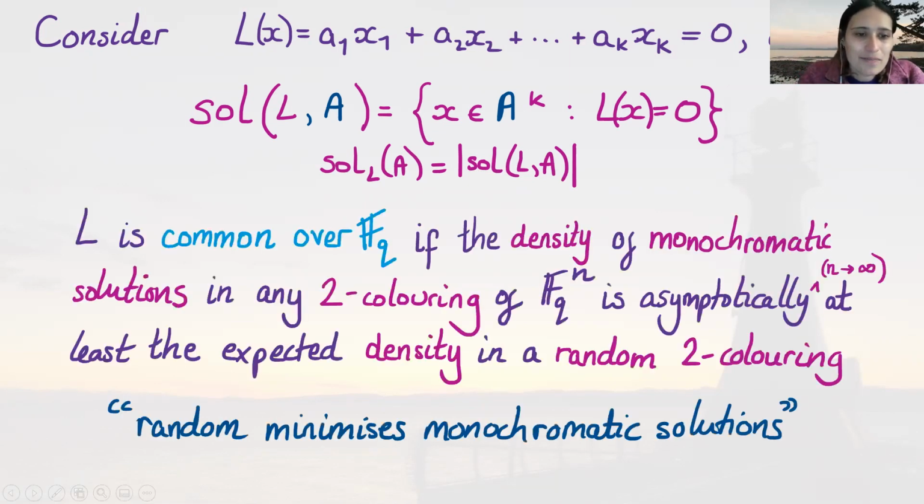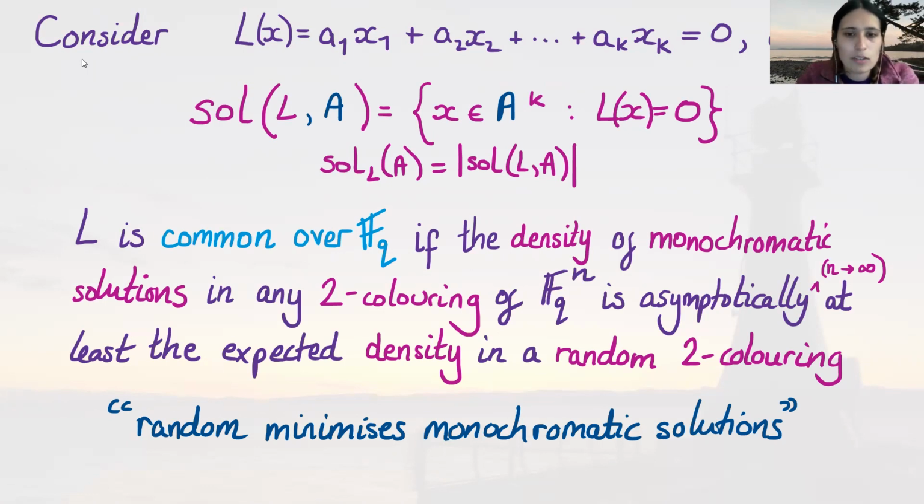Okay, so finally, I'm going to tell you what it means for an equation to be common. So we say that an equation L is common over F_q if the density of monochromatic solutions in any two coloring is asymptotically at least what you expect in a random two coloring.